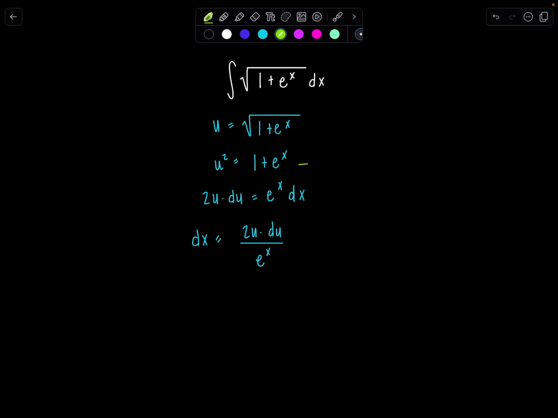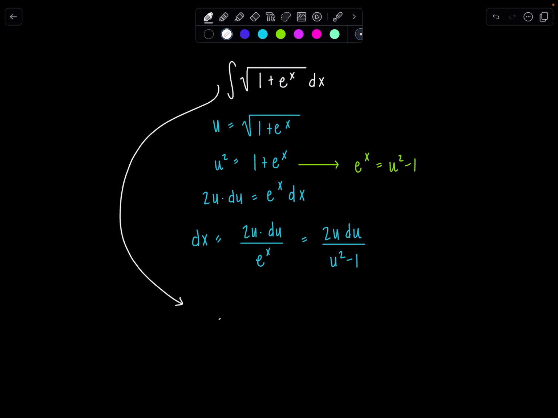Fabulous. So just subtract over 1, and we have that e to the x equals u squared minus 1. So now I can put this together and say that dx equals 2u du over u squared minus 1. Beautiful. Okay. Let's rewrite our integral.